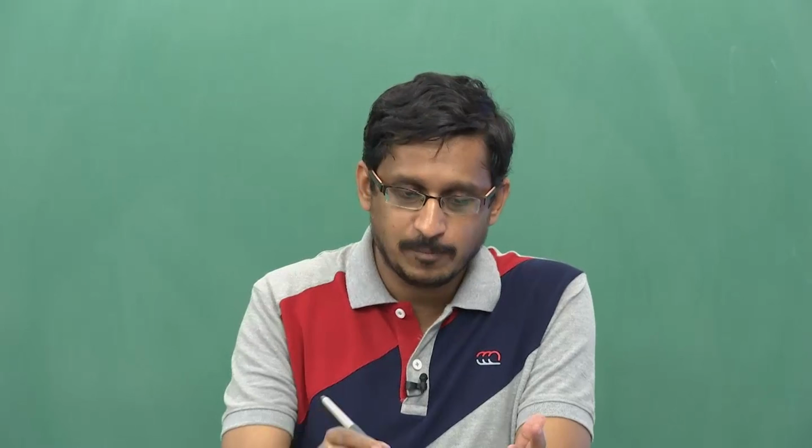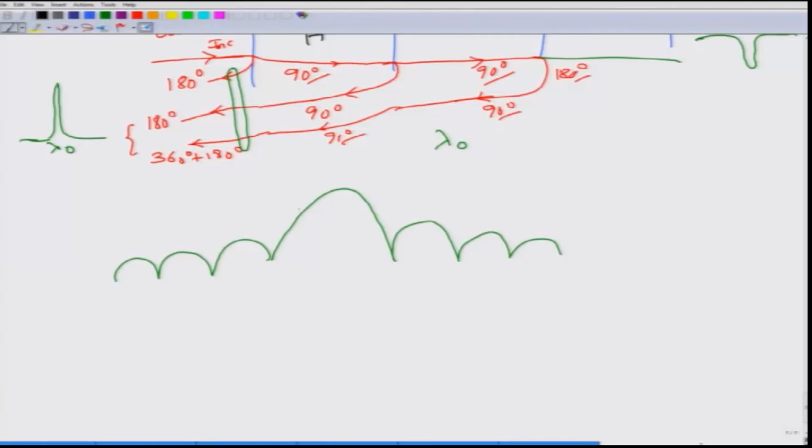Okay. If you play around with the refractive index profile, then you can actually obtain a slightly better profile. You can reduce all these side lobes at the expense of increasing the main lobe width. This process is called apodizing, and such a grating is called an apodized grating. Okay. So, this is how a fiber Bragg grating works.